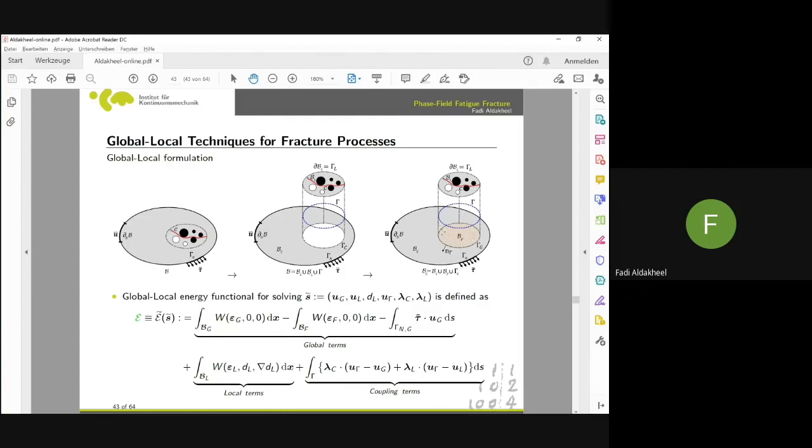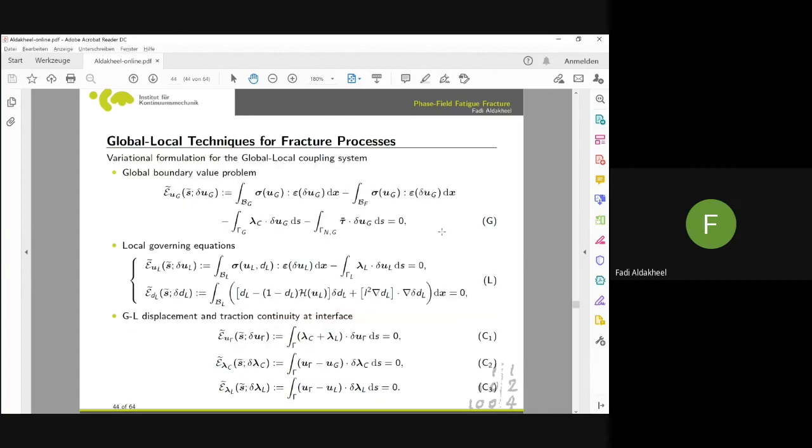Now, if you solve this problem, before we had two equations, right? We had the phase field equation and the fracture equation. Now you get more equations here, for sure, because you have more fields: global fields, local fields, and interface fields. You see that there are six equations here, and you can say, man, Fadi, what are you doing? Before I had two equations, life was easy.